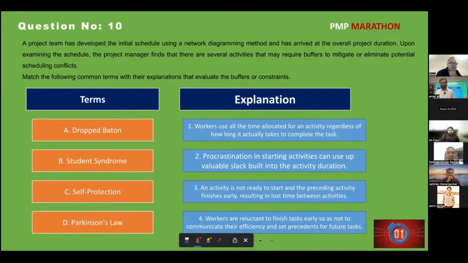Parkinson's law: workers use all the time allocated for an activity regardless of how long it actually takes to complete the task. Student syndrome: workers are reluctant to finish tasks early so as not to communicate their efficiency and set a precedent for future tasks. Dropped baton: an activity is not ready to start when the preceding activity finishes early, resulting in lost time between activities. Then self-protection and procrastination in starting activities can use up valuable slack built into the activity duration.